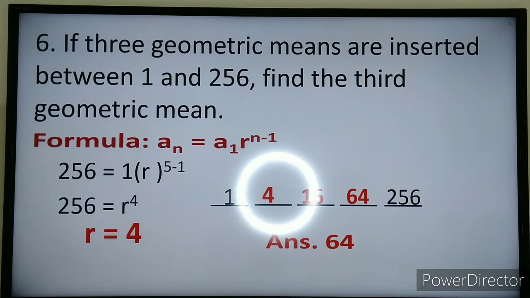So that's the answer, okay? Any question?